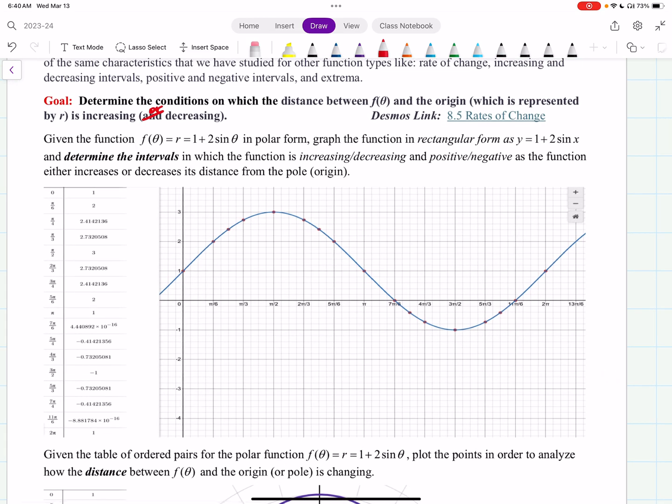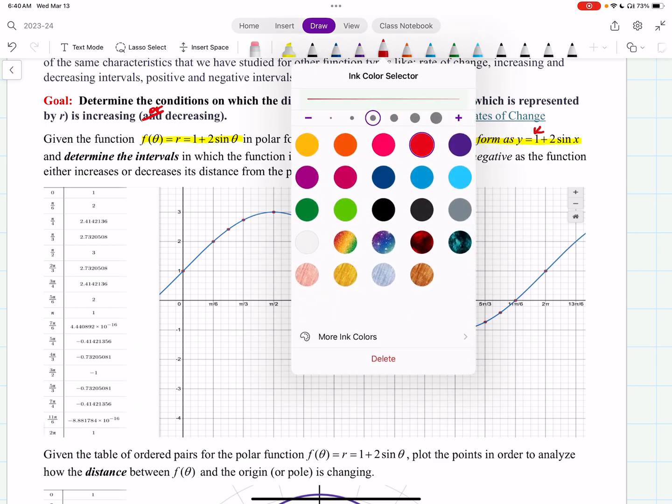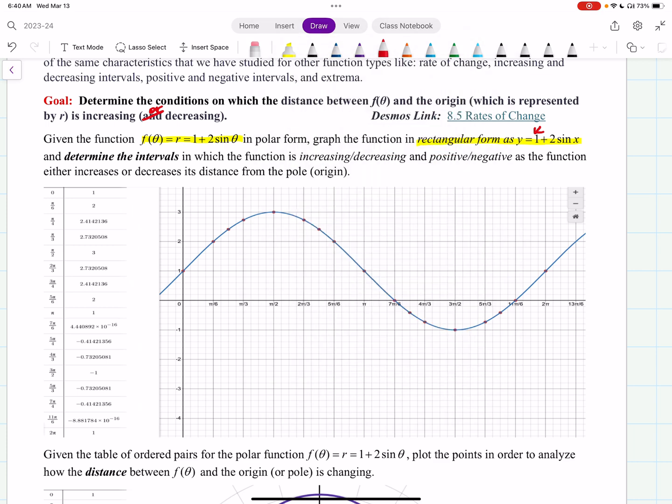The function that we're going to be working with right now is f of theta, or r, equals 1 plus 2 sine theta. And in rectangular form, it's written as y is equal to 1 plus 2 sine x, where the midline is the k value, the midline is 1. Okay, and you can see that in the graph. You can see how if you draw the horizontal line at y equals 1, it goes right through the wave. We've got an amplitude of 2. Notice that it's 2 units above the midline, so that's why it goes up to 3. And then it goes 2 units below the midline, down here at -1.